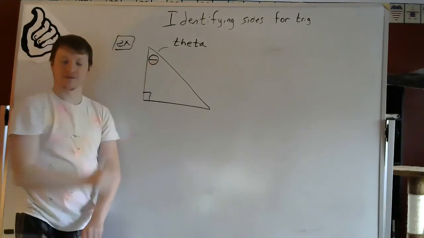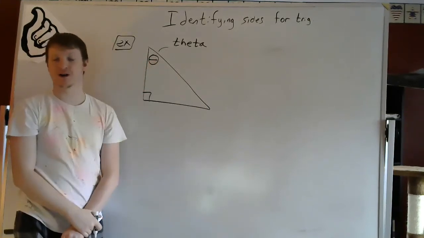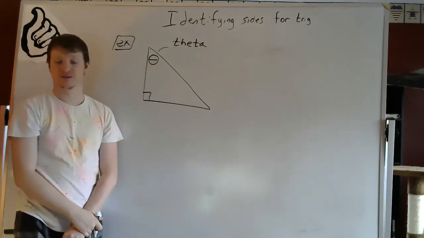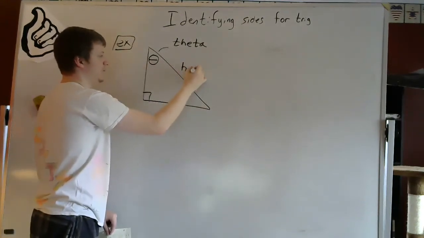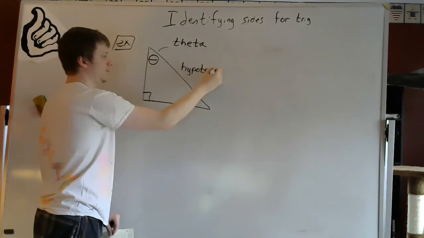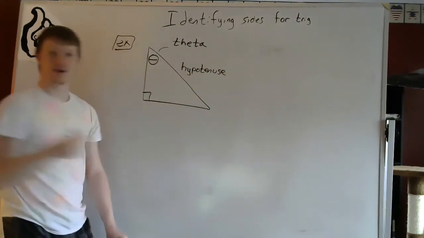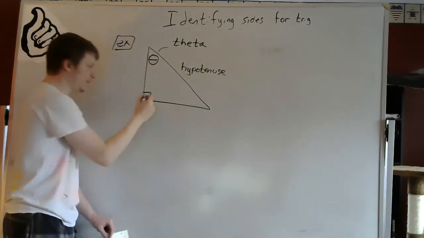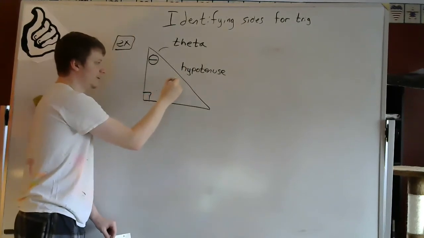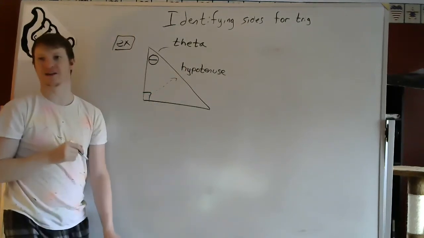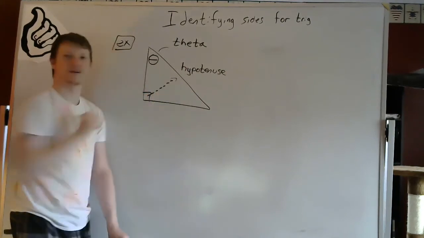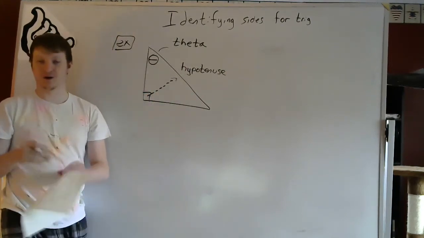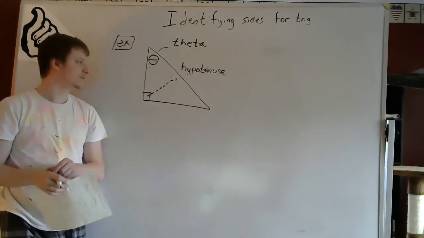What side of this triangle would we call the hypotenuse? Good. That's this side right here. This is the hypotenuse. I know that that's the hypotenuse because the hypotenuse is always opposite the right angle. I don't know if you can see that. Maybe I'll make these dotted lines a little bit darker. There we go. The hypotenuse is always opposite the right angle.